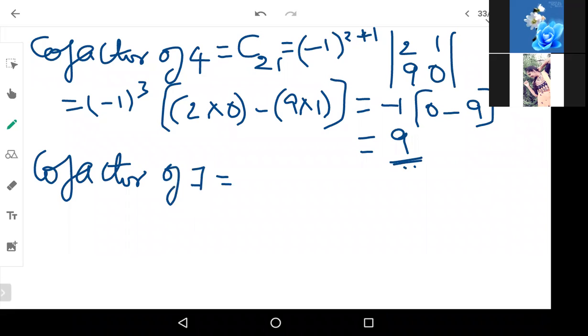Next, cofactor of 7. The next element is 7. So this is C, second row, second column. Okay. Minus 1 to the power of 2 plus 2. Second row, second column. So 2 plus 2. And what is the minor? Minor for 7 is 3, 1, 8, 0.